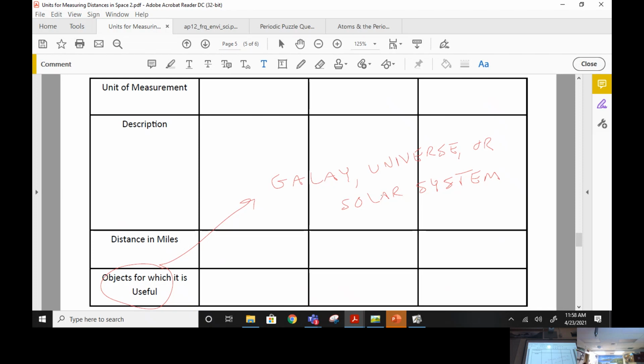So again, that last row, you just need to tell me which of those things goes with which measurement. What were our three measurements across the top? Astronomical unit, parsec, and light years. So describe them, find where it says how many miles they are. Maybe use the chart on page 4, might help you with that. Then tell me which objects they'd be useful for measurement. And if you don't finish in the next couple minutes, this is your homework.